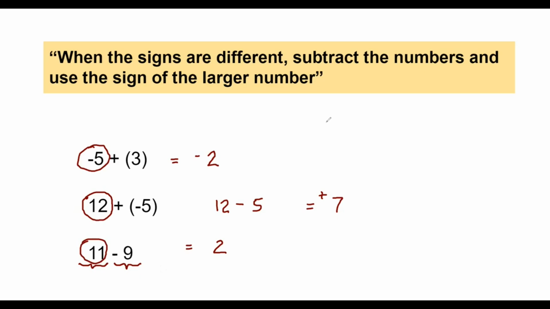Let me give you one more example. Let's say that we had 3 plus a negative 6. Now, in this case, the larger number is 6, and it's negative. So 6 minus 3 is 3, and the larger number is negative. So the way you can think of this is that the larger number is going to win the sign battle. Since the larger number is negative, the answer becomes negative.